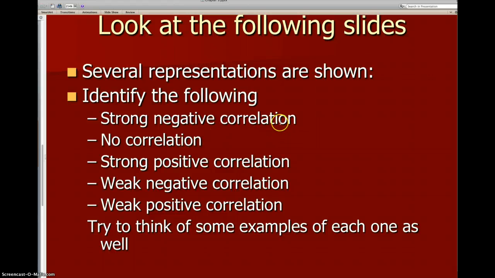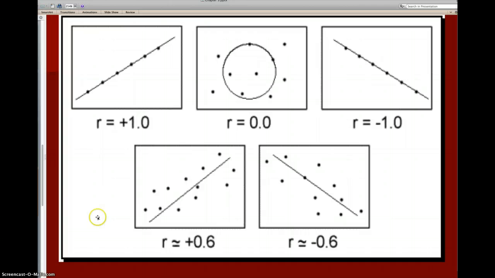Now, there's lots of ways to look at this information. There are strong negative correlations. There are no correlations. There are strong positive correlations, weak negative correlations, weak positive correlations. And they end up looking something like this. So for example, here's a data set where there is no correlation at all. Here's a relationship where there is a positive correlation. Here's a relationship where there's a negative correlation. But this one and this one are perfect relationships.